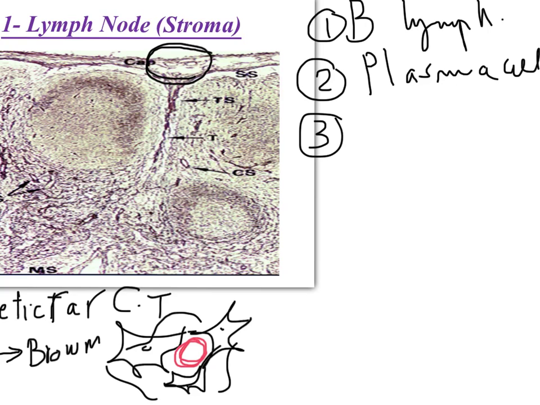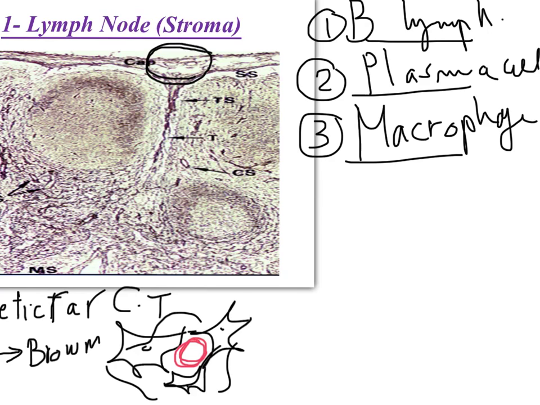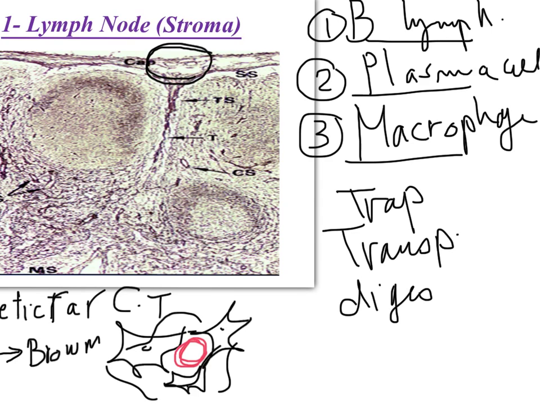Number 3, the very important assistant or the antigen presenting cell, which is the macrophage. So we have the mother, the daughter, the assistant. The macrophage is one of the antigen presenting cells that perform the following functions. They trap and transport and partially digest the antigen to present it to the lymphocyte.